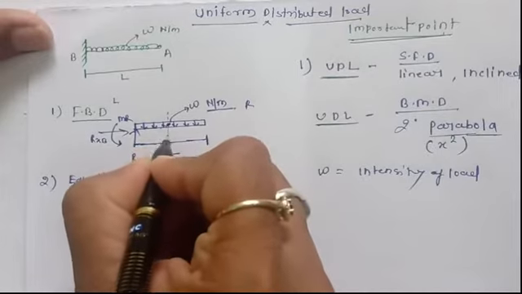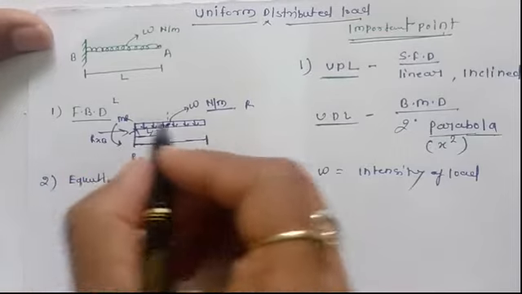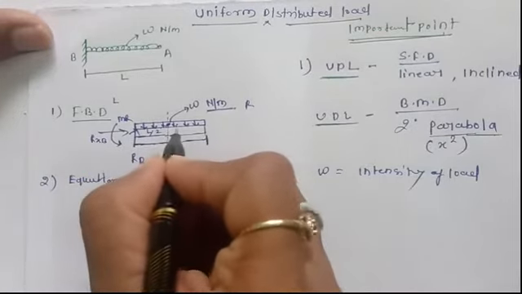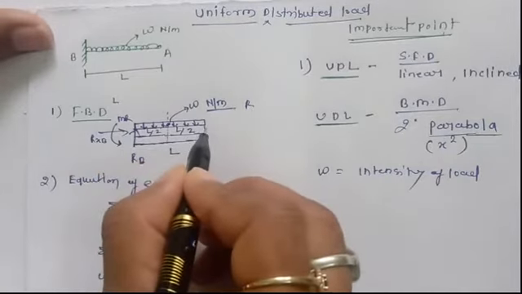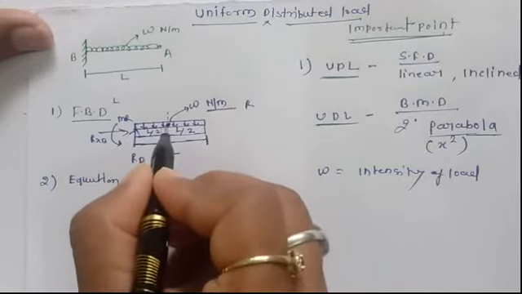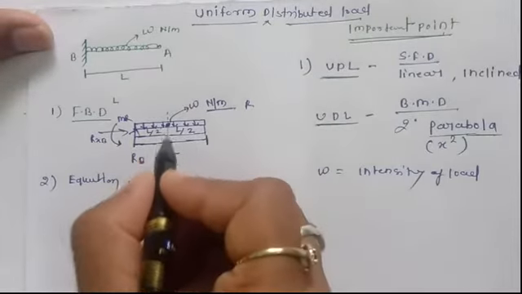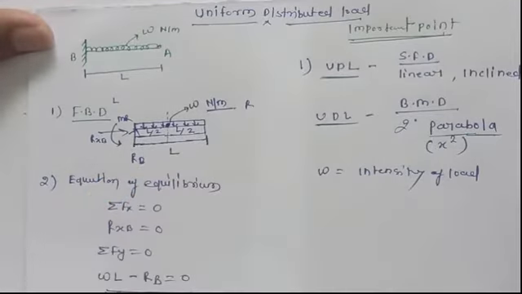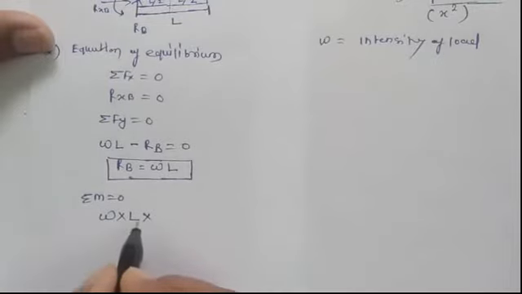So the centroid will be at the center, which is nothing but L by 2 distance. So this is L by 2 distance, and here also this is L by 2 distance. The entire UDL length having this much mass acts at the center of this body, and the center is nothing but at L by 2 distance. This is very important, that we also have to consider when we calculate this moment. So W into L by 2, this is very important while calculating this moment.